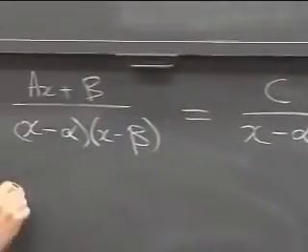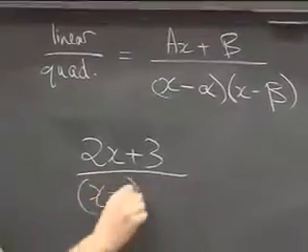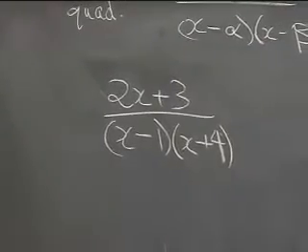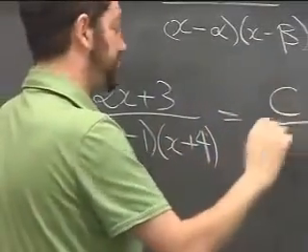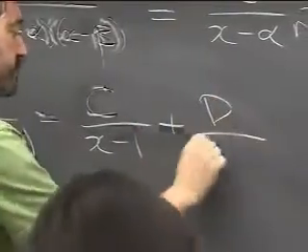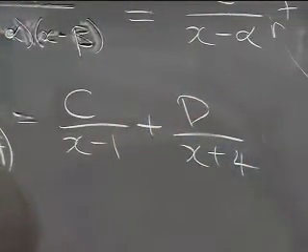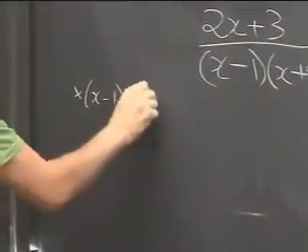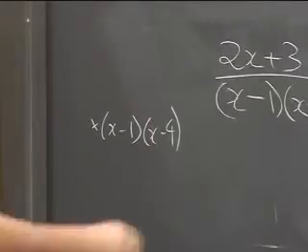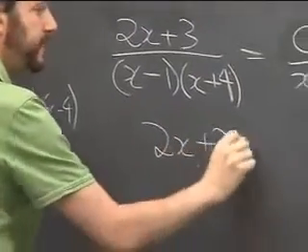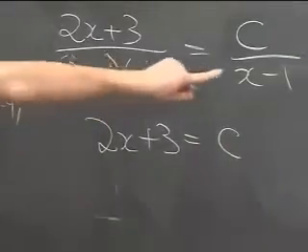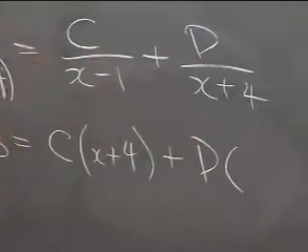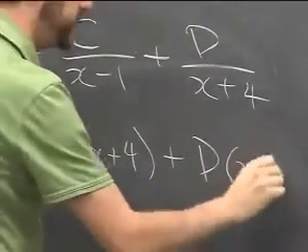Rather than go over the theory, I'll just show you an example of how you might find it. Suppose I take 2x plus 3 over x minus 1, x plus 4. How would I bust this up? Write it as c over x minus 1 plus d over x plus 4. If this is going to be true, I should be able to multiply through by x minus 1, x plus 4, and have that be true. So this will give me 2x plus 3 equals c, the x minus 1 will cancel, and you'll just have x plus 4, plus d, well, then the x plus 4 cancels, and you have x minus 1.